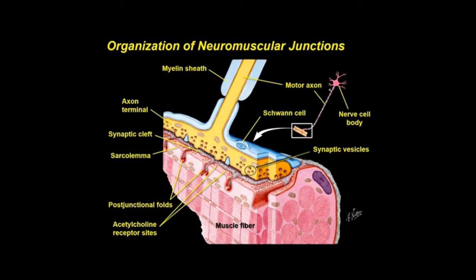Neuromuscular junctions are specialized synaptic sites where a motor axon terminates on the sarcolemma of a skeletal muscle fiber. The axon terminal, with many synaptic vesicles, sits in a shallow depression on the muscle fiber surface. A narrow intervening intercellular space, the synaptic cleft, separates the plasma membrane of the axon terminal from the sarcolemma of the muscle fiber. The sarcolemma forms post-junctional folds in which lie acetylcholine receptor sites.